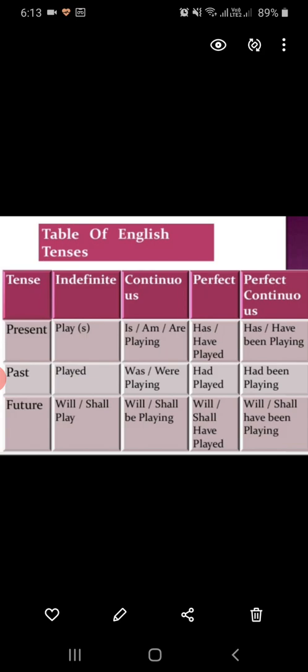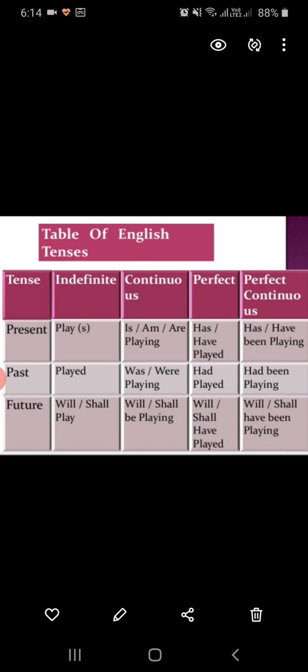This is the table of English tenses. So, we'll read all the three tenses and their forms. First is present, past and future. Present indefinite, which we call simple present also. In present indefinite, we always put S with the verb. Present continuous is am, is, are plus the ing form of the verb. Present perfect has have plus the third form of the verb. Present perfect continuous has have been plus the ing form of the verb.